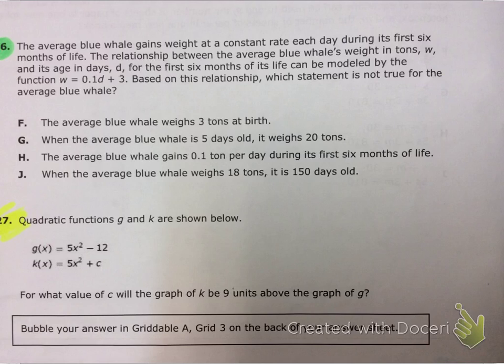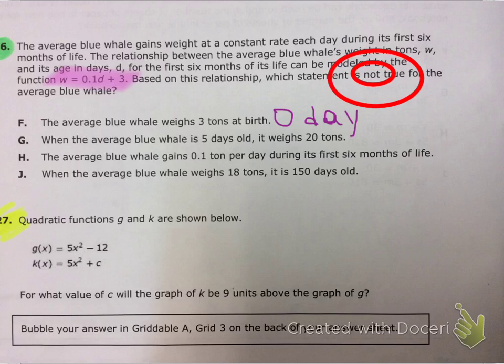The average blue whale gains weight during its first 6 months. The relationship is blah, blah, blah. There's the equation, which is not true. Not. Pay attention to the not. The average blue whale weighs 3 tons at birth. Well, at birth, it's 0 days old. So if you take 0 and plug it in for D, 0.1 times 0 is 0, plus 3 is 3, so that weighs 3 tons, which means it's true, which means it's not your answer, and I know that gets confusing, but you want what's false.